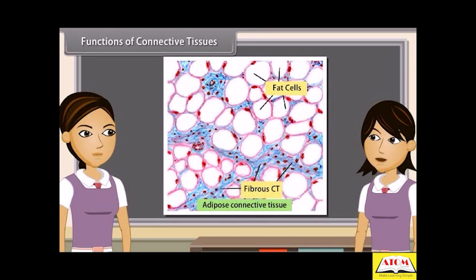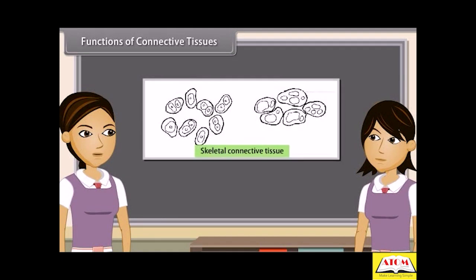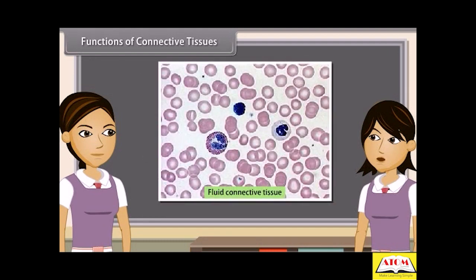Adipose connective tissue stores fat, gives shape to limbs and the body, keeps the visceral organs in proper position, acts as shock-absorbing cushions around kidneys and eyeballs, and also acts as an insulator. Skeletal connective tissue forms endoskeleton, provides flexibility and support to the body parts, protects vital organs, stores calcium and phosphate. Fluid connective tissue transports nutrients, hormones and vitamins to the tissues of the whole body and excretory products from the tissue of the whole body to the liver and kidney.